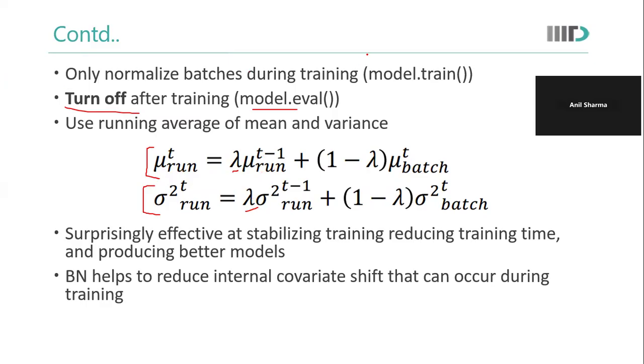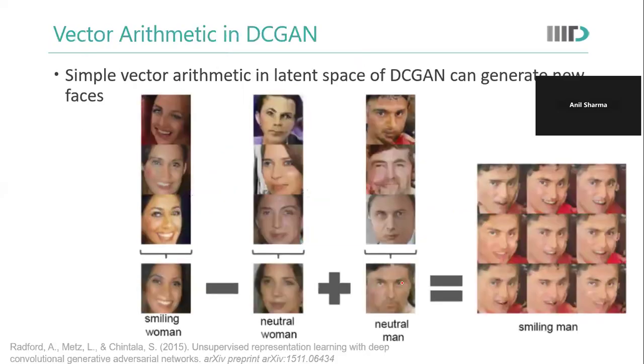Okay, and batch normalization is also found to stabilize the training, reduce the training time, and produce better results, not only in GANs but in the general neural network setup as well. Batch normalization actually helps a lot, because it helps to reduce the internal covariate shift that we see in the data between the layers. When this is reduced, the neural networks perform way better.